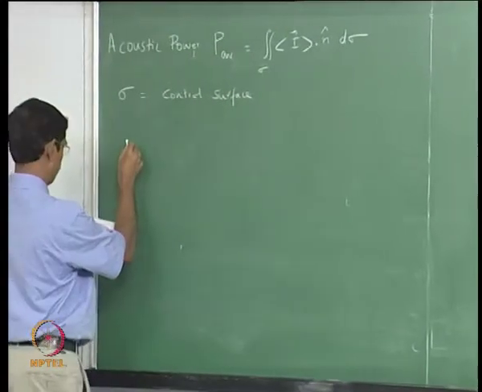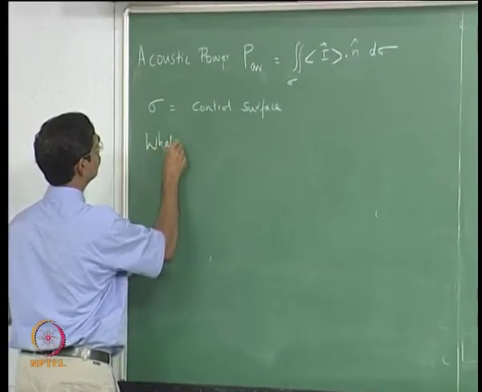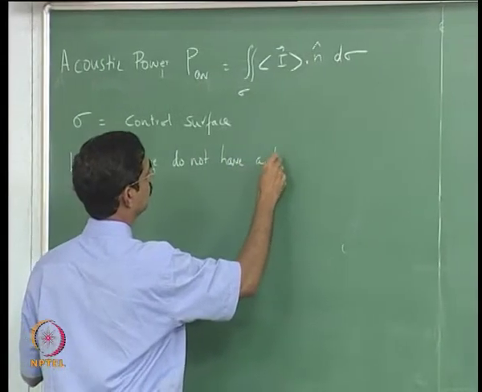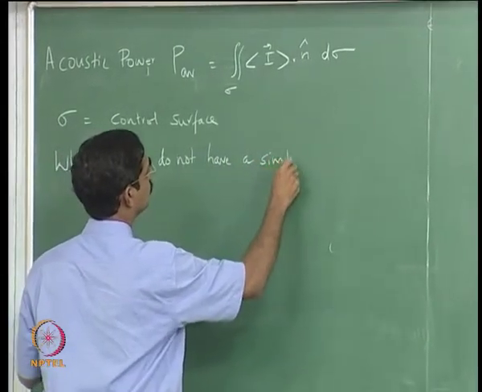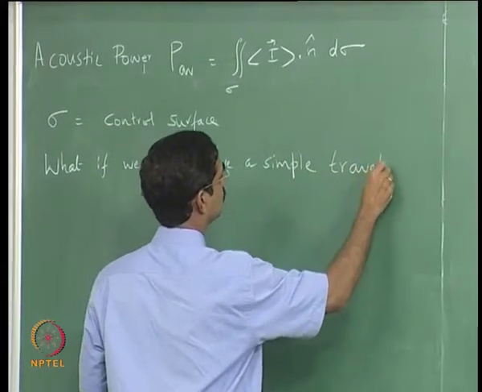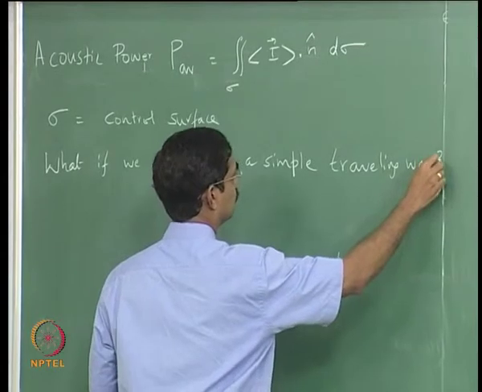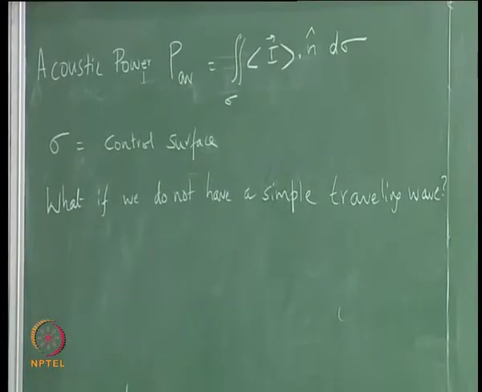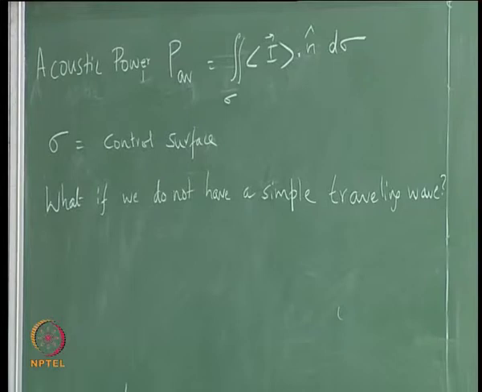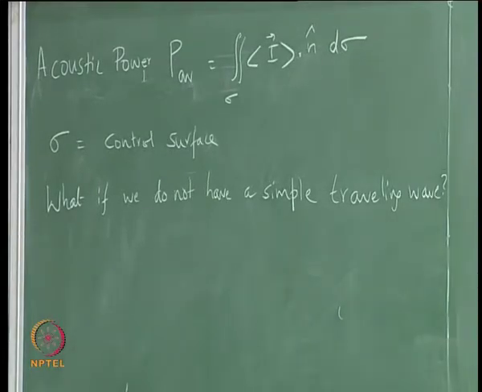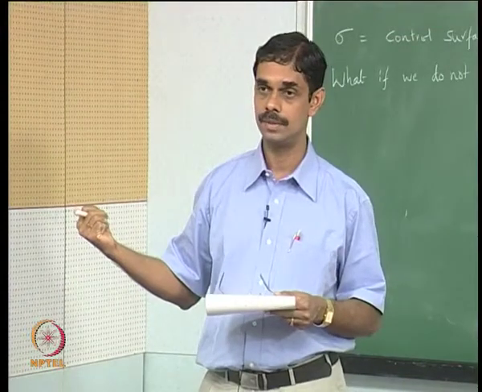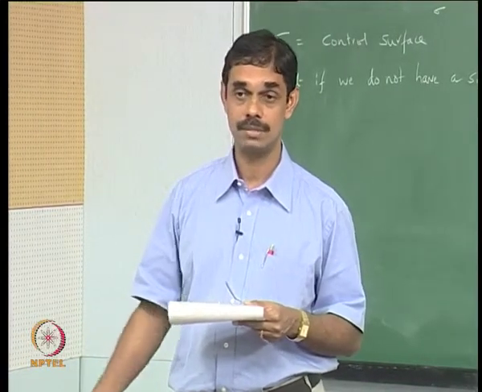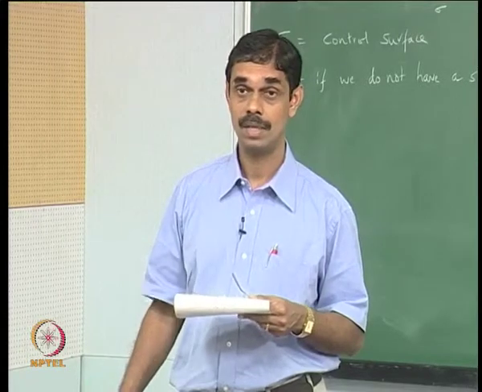Of course, in the linear regime, we can think of a standing wave as a superposition of two traveling waves, one going to the left and one going to the right. That's okay. But we know that if you have a wave going to the right, what is the expression for velocity? Let's look at one-dimensional quantities, not c. What is the particle velocity or the acoustic velocity? No, particle velocity, u, what is u?